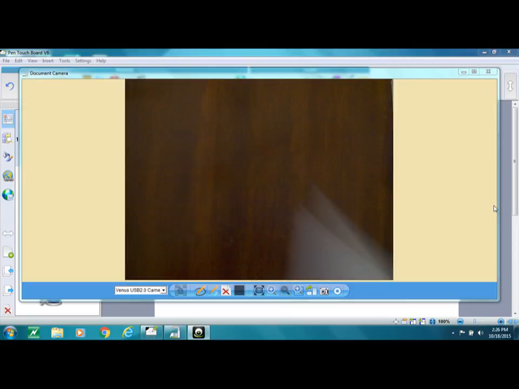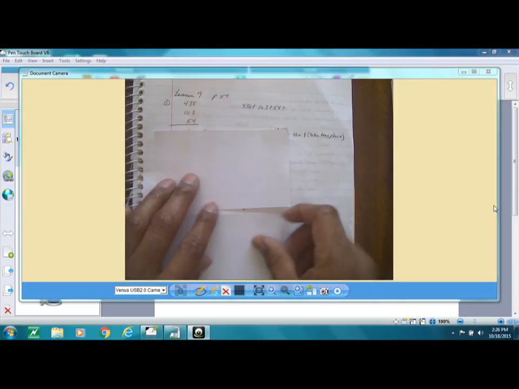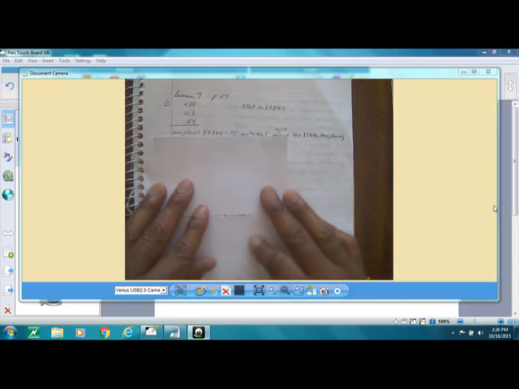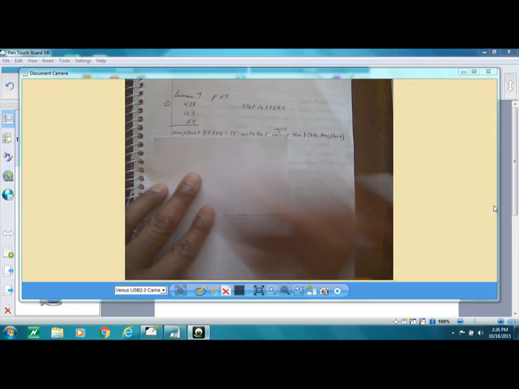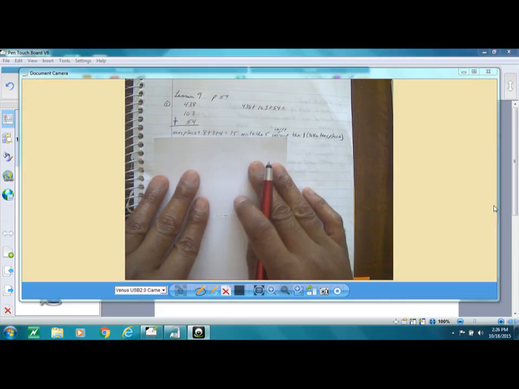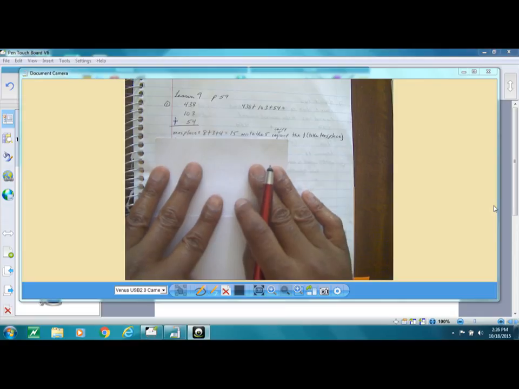We're going to move on to lesson 9, problems that will show up in lesson 9. These will be adding multi-digit numbers with regrouping, okay? So our first problem will be 438 plus 103 plus 54. The same thing applies. We're going ones place, then the tens place, then the hundreds place. In the ones place, we have 8 plus 3 plus 4.